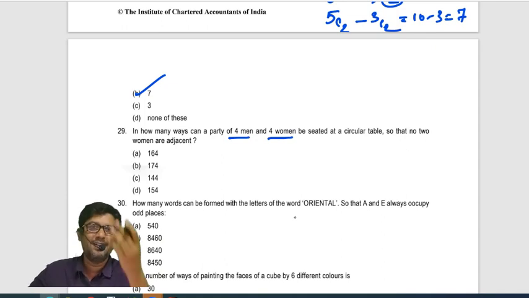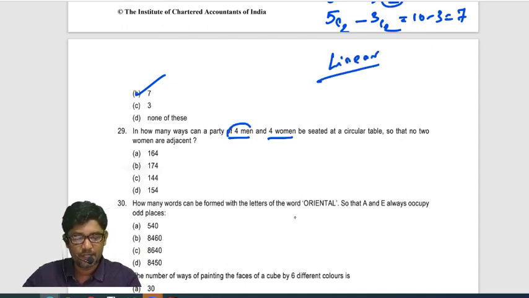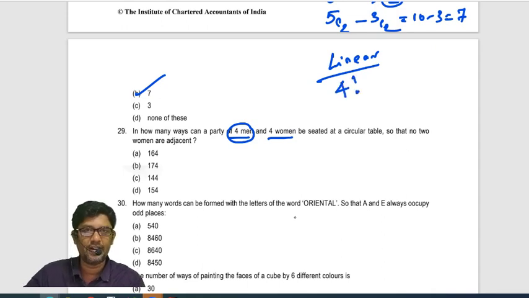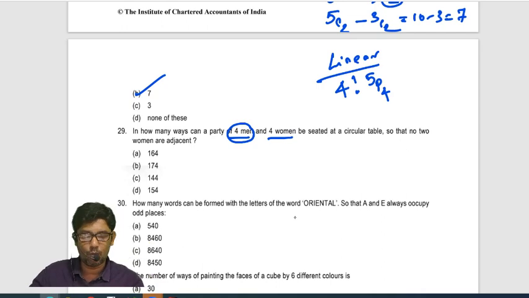Sir, the other day you explained linear arrangement. What I said about linear arrangement, do you remember it? If it is a linear arrangement, there is no constraint for the men, so they can be arranged among themselves in 4 factorial ways. Now 4 women can be arranged among themselves in 5P4 ways. This is the linear arrangement. Since it's a circular arrangement, what I told you, my dear, is to subtract 1 from each. Is it 3 factorial?